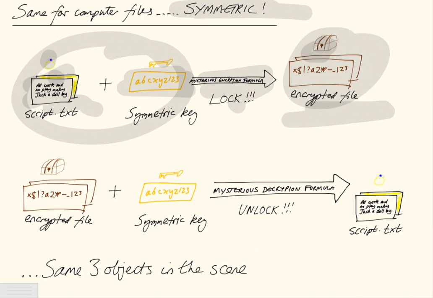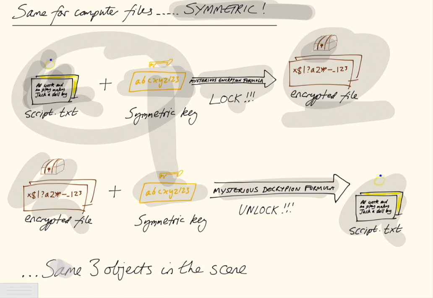The only way you can actually extract the original precious movie script out of that junk is, down the bottom here, to apply the symmetric key through the unlocking or decryption formula, and then get your original script out of the other side. So again, because we're using symmetric encryption, it's the same key that we use to lock the file as it is to unlock the file.